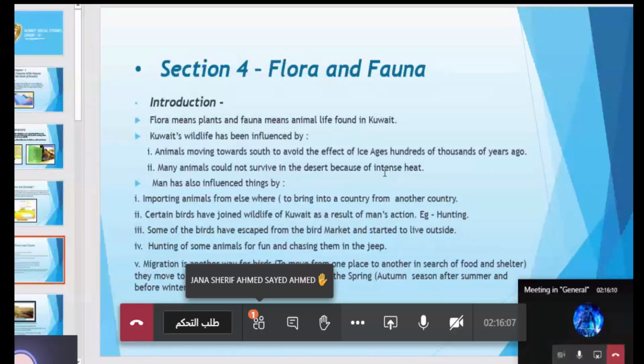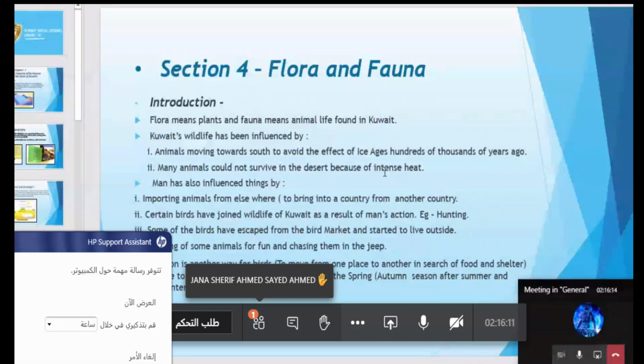Many animals could not survive in the desert because of the intense heat. Why could the animals not live? Survive means live. It's because of the intense heat, because of the heat of the sun.